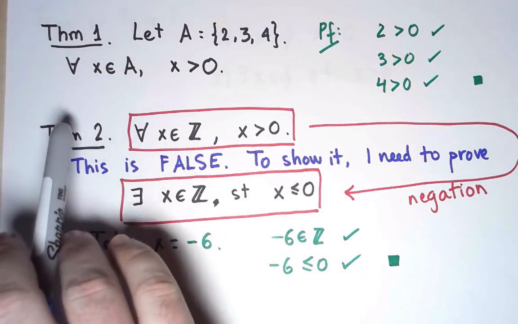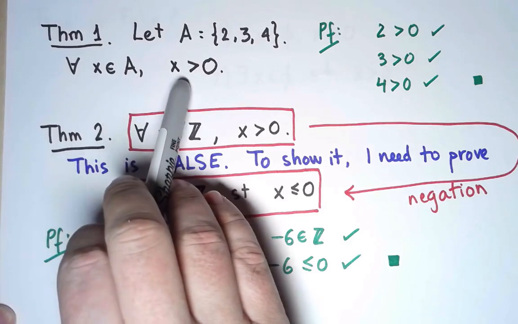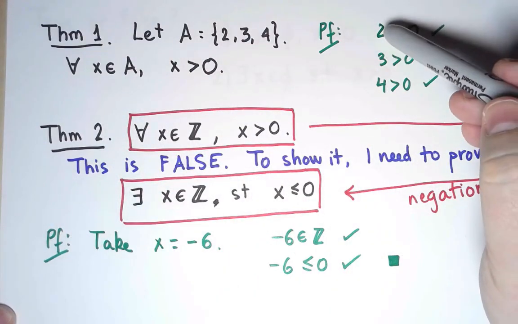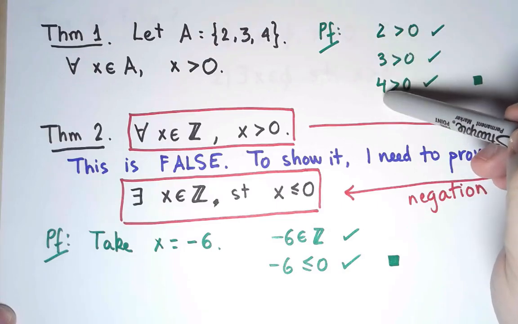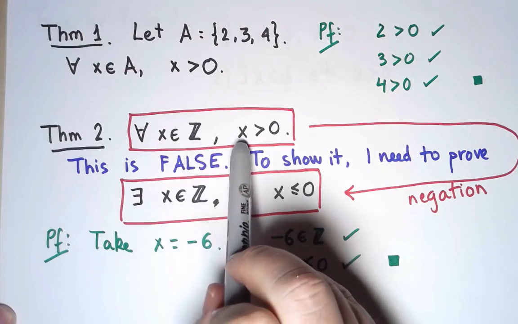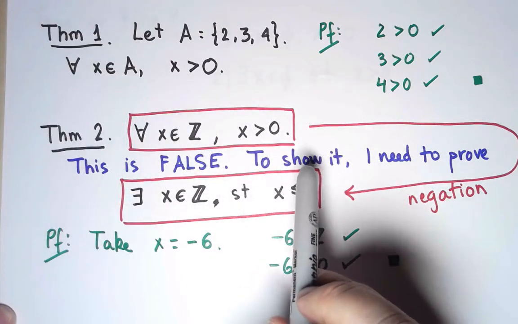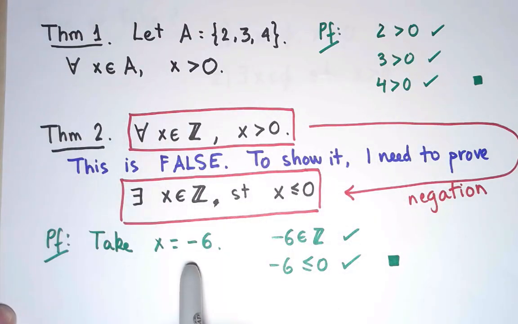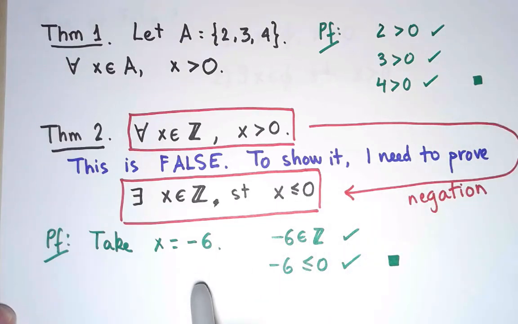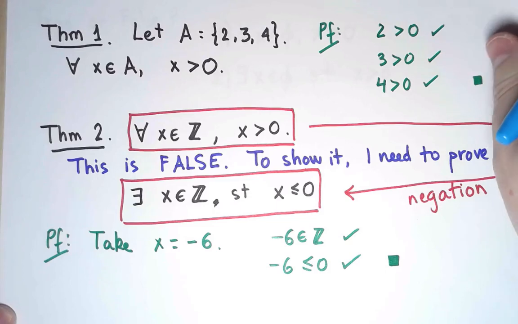How did we prove it was true that for every x in a set, x was positive? We verify all the elements in the set. We went through them one by one and checked each one of them was positive. How did we prove that for every x in a set, x is positive, that this is false? We found one single element that was not positive. So either check all the elements in the set as positive or find a single one that isn't positive.